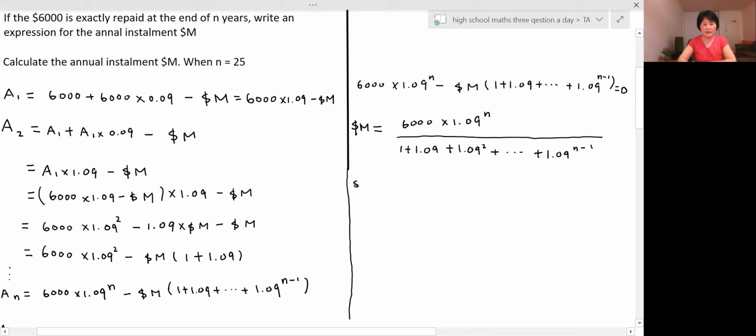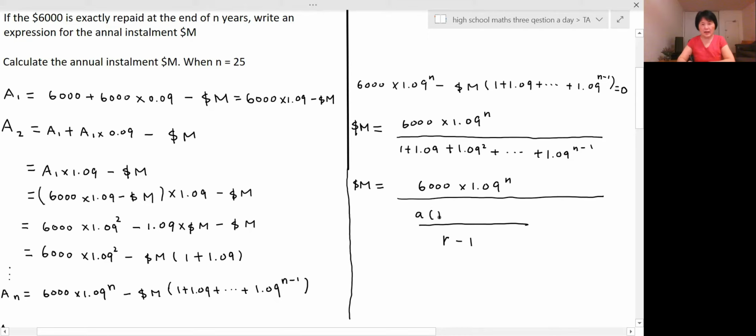Okay, M equal to, since the top is 6,000 times this 1.09 to the power n. The bottom is a geometric series. The common ratio is 1.09. Okay, then I use the geometric sum, which is a times r to the power n minus 1, over r minus 1. This is the a.